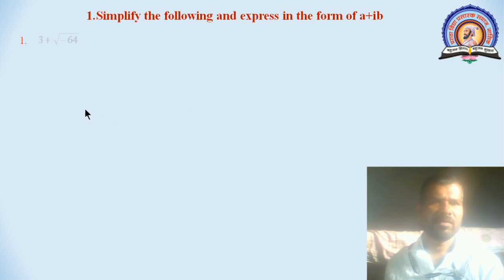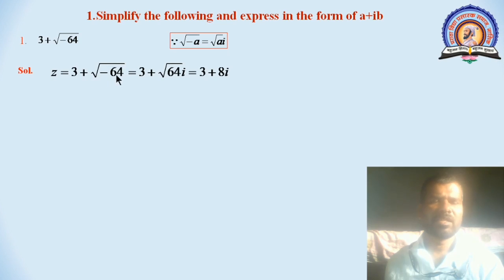The first example is 3 plus root of minus 64. Now we see that z is equal to 3 plus root of minus 64. As we know that root of minus a is equal to root of a times i, therefore root of minus 64 can be written as root of 64 i, and root of 64 is 8. So it will be 3 plus 8i. So z is equal to 3 plus 8i is the required answer. a is 3, b is 8.